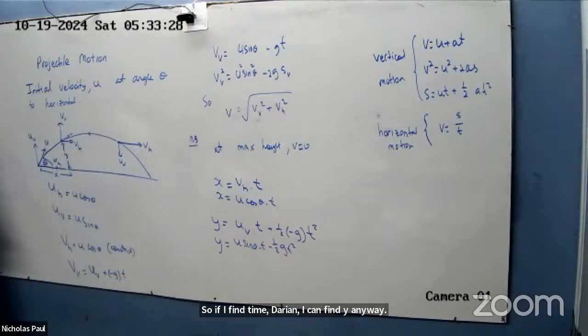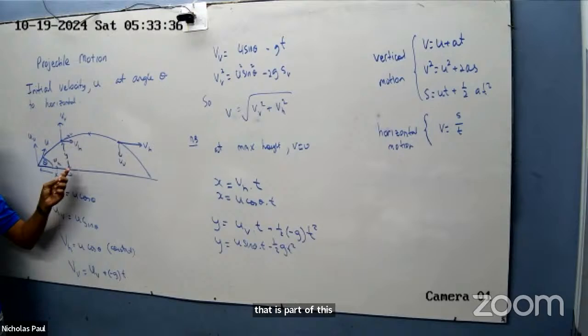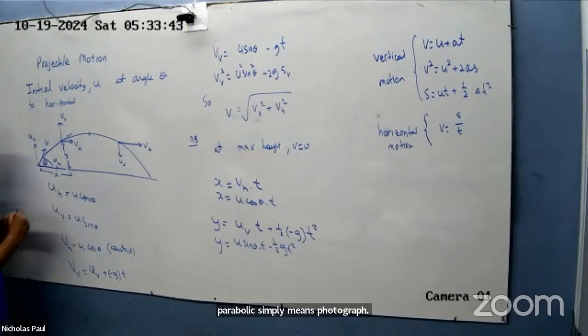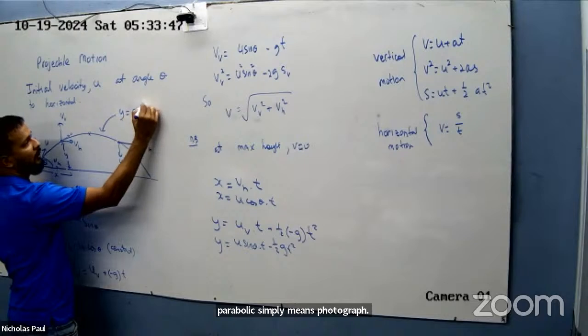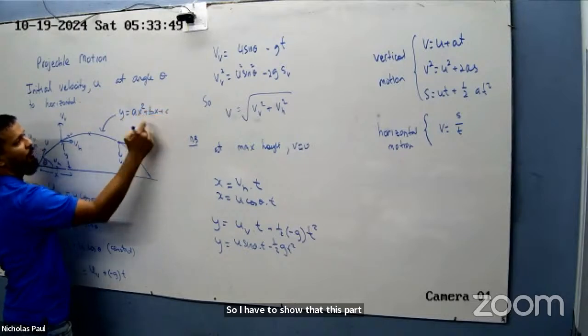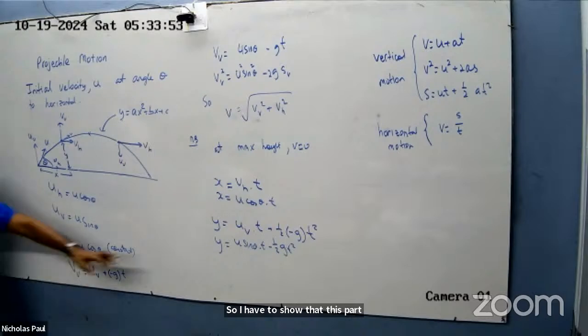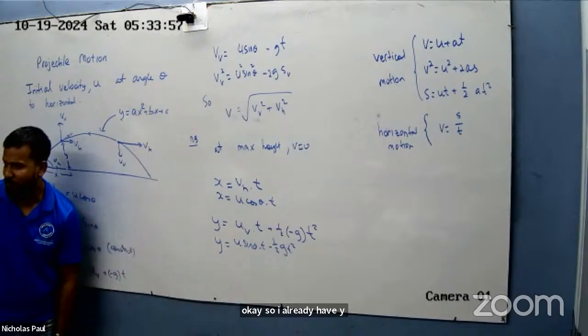One more thing that they like to ask us. They like to ask us to show that this path follows a parabolic path. Parabolic simply means a quadratic graph. Right? So I have to show that this path follows a quadratic. Okay? So I already have y, but I don't have x in there. How can I do that?